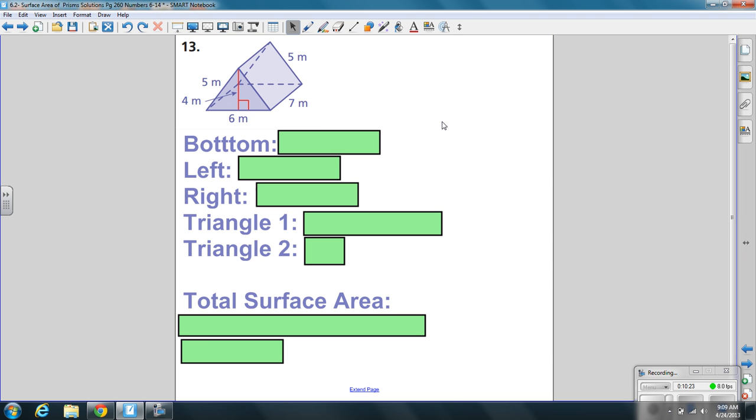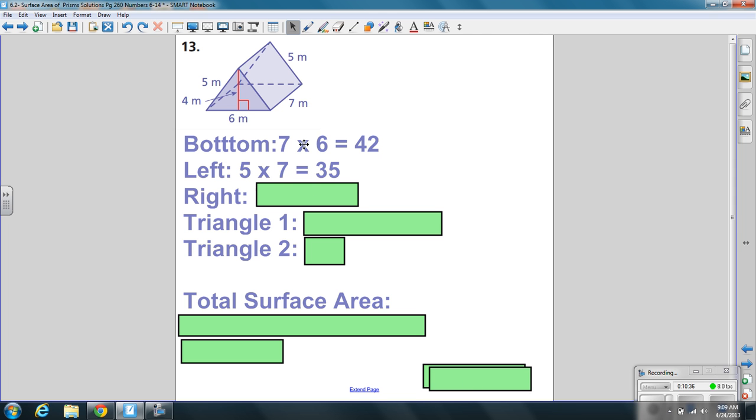Number 13, another triangular prism. I've identified all the parts of the shape: bottom side, left side, right side, and then the two triangles. So the bottom has an area of 7 by 6. The left side has an area of 5 by 7. This 5 represents the height, and the 7 represents the width, because this line on top is congruent in measure to this line on the bottom. And also this dotted line in the back is also 7. We're going to take a look at the right side, and it's also a 5 by 7 rectangle.